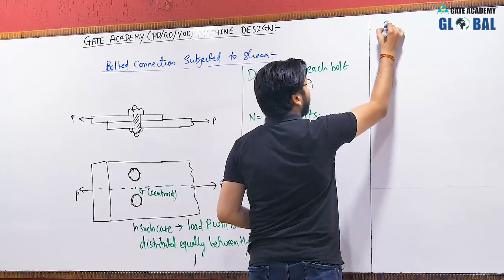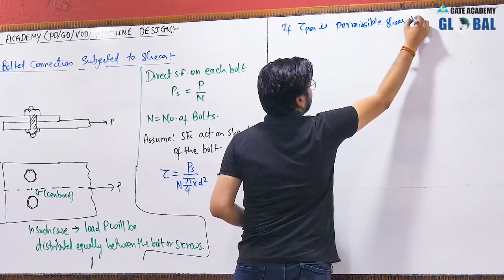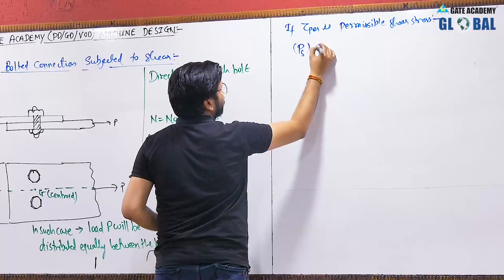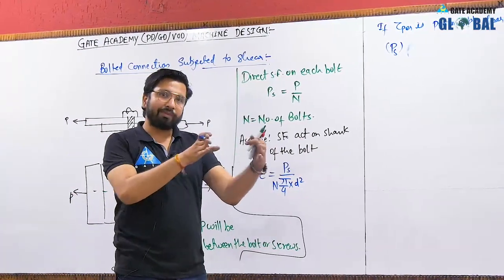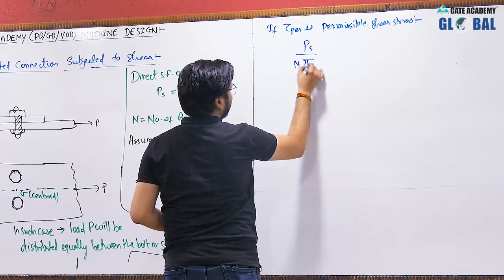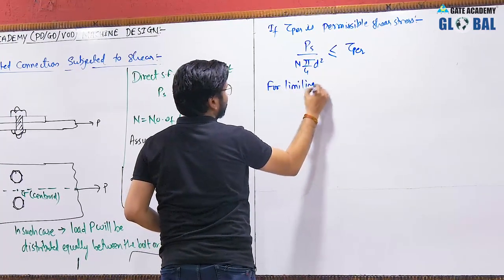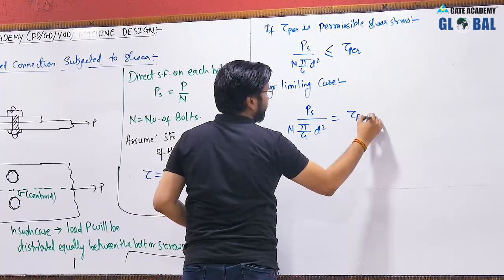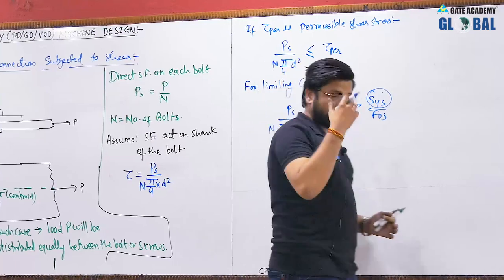Now if tau permissible is the permissible shear stress, then PS, that is the permissible shear load, the load carrying capacity of the bolt in a connection where they will be subjected to a shear force, can be calculated. So we will be equating these equations. PS divided by N into pi by 4 d square should be less than or equal to tau permissible. Now for the limiting case, PS divided by N into pi by 4 d square is equal to tau permissible, and this tau permissible will be SYS divided by factor of safety. I have discussed several times how we can calculate SYS, that may be with the help of MSST or MDET.